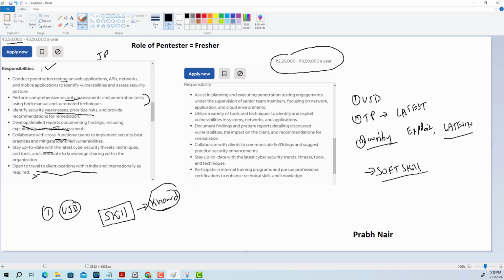Okay. And how to do that? There are a lot of YouTube videos on risk management and all that, on how to explain security to non-security people, how to explain technical things to non-technical people. They might ask such kinds of questions, because in the JD they have mentioned that.